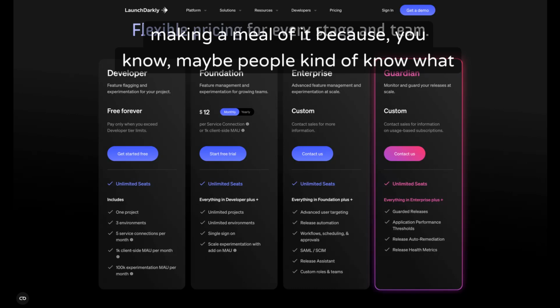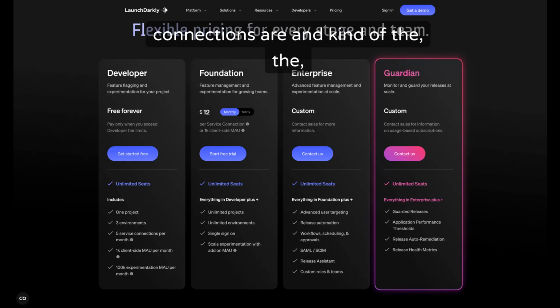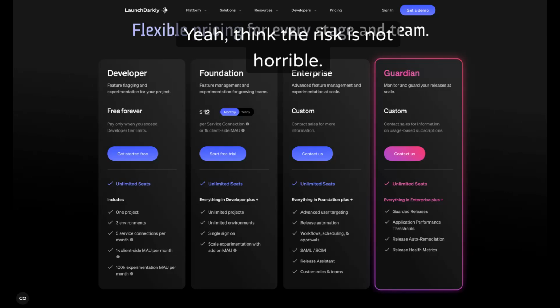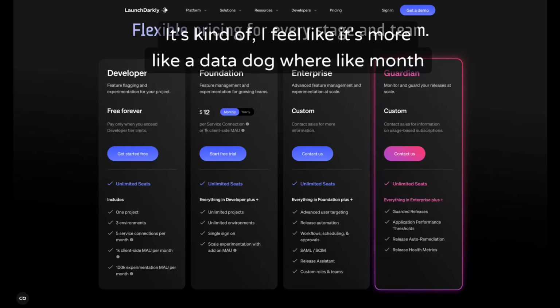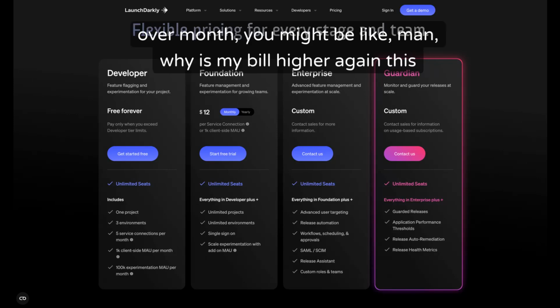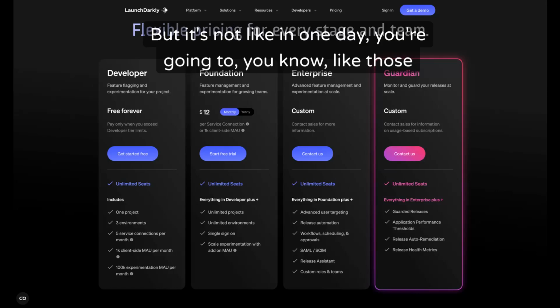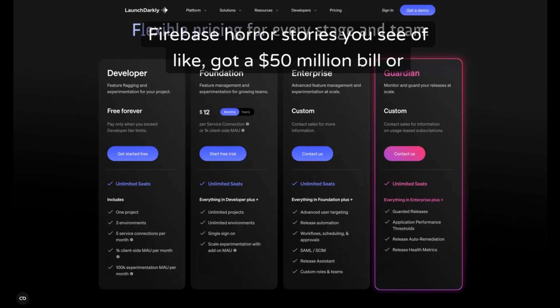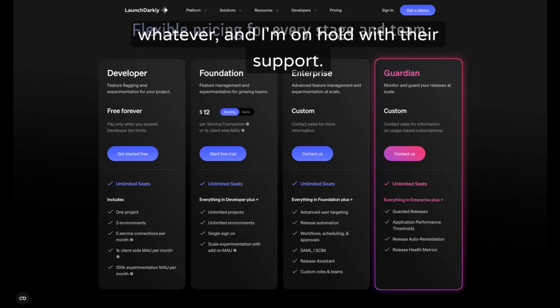Although maybe I'm making a meal of it because, you know, maybe people kind of know what their monthly actives are and what their service connections are, and the risk is not actually that high. But yeah, I think the risk is not horrible. I feel like it's more like a Datadog where month over month you might be like, man, why is my bill higher again this month? But it's not like in one day you're going to get those Firebase horror stories you see of, I got a $50 million bill or whatever, and I'm on hold with their support.